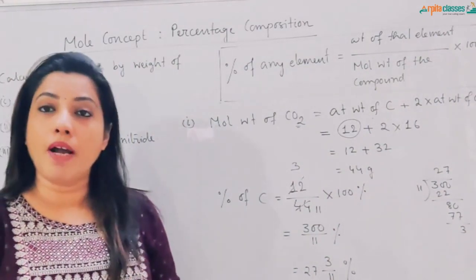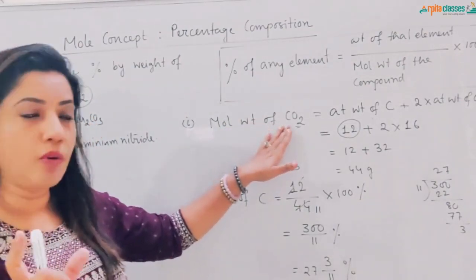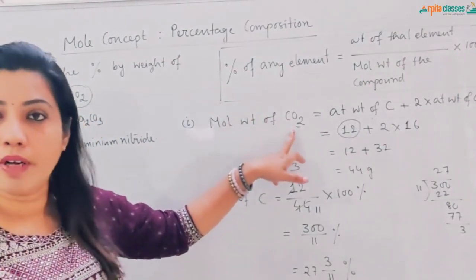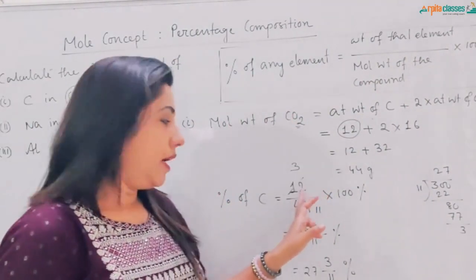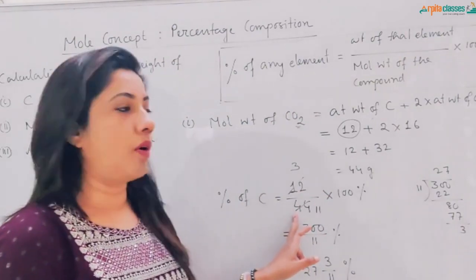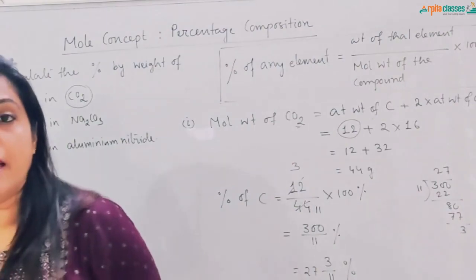So the basic procedure is, if you have to find out any element's percentage in a compound, first you have to find out the molecular weight of the compound. Then we take the element's weight in the numerator divided by the compound's molecular weight, into 100%. That's it. Let us see the next sum.